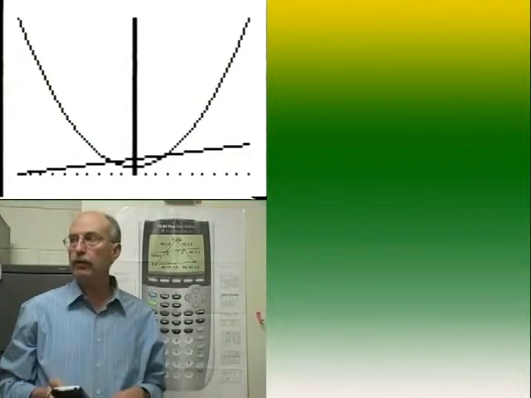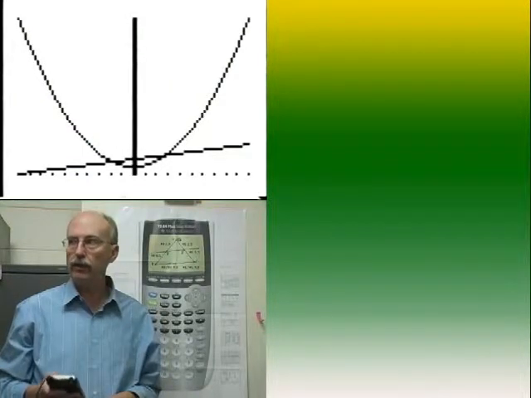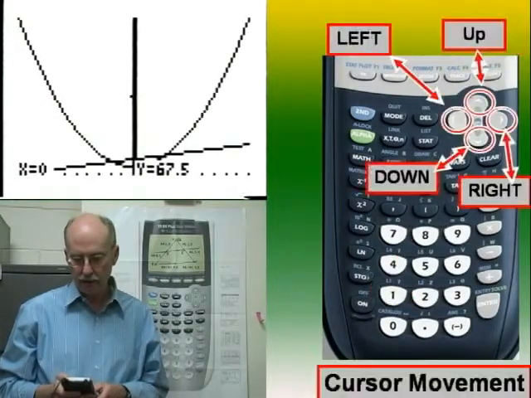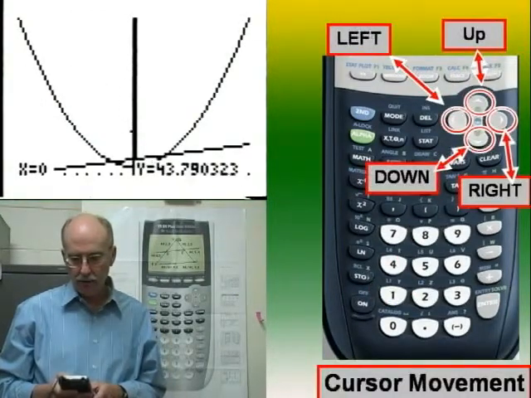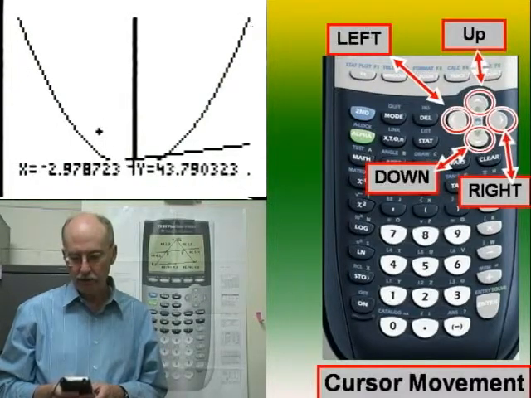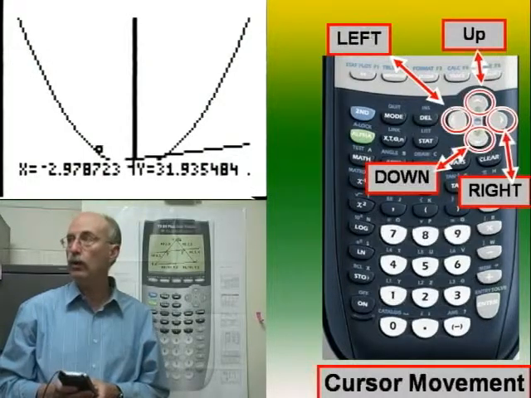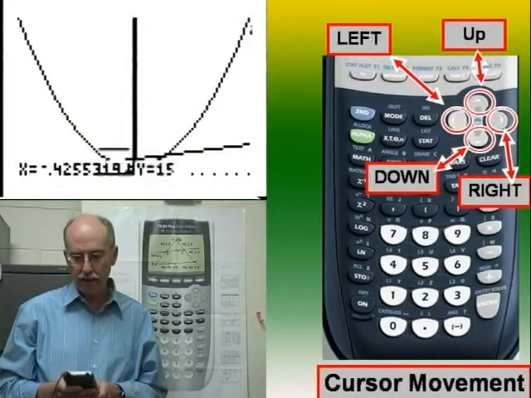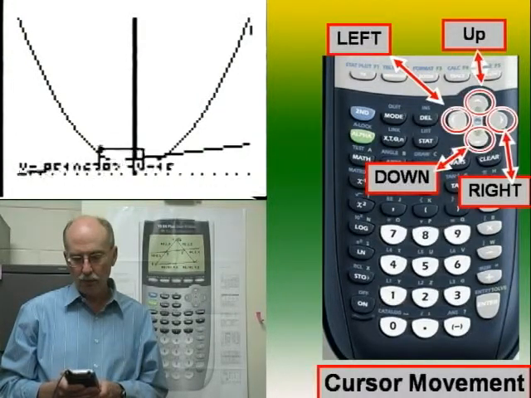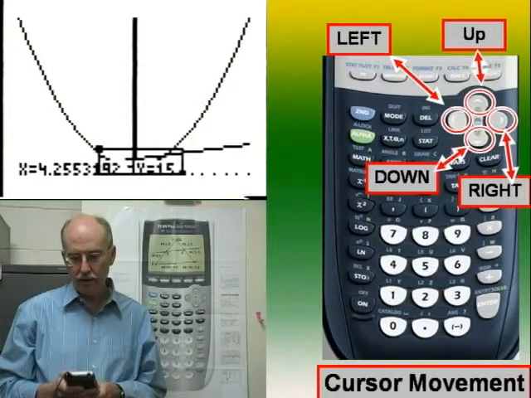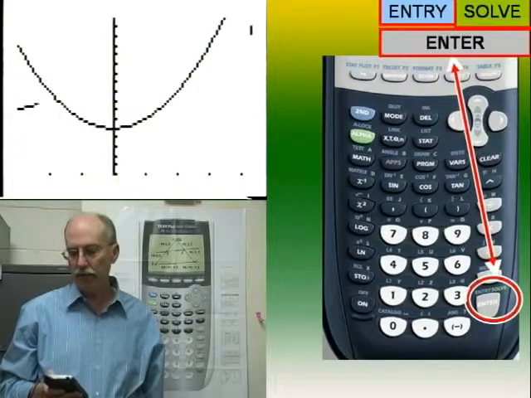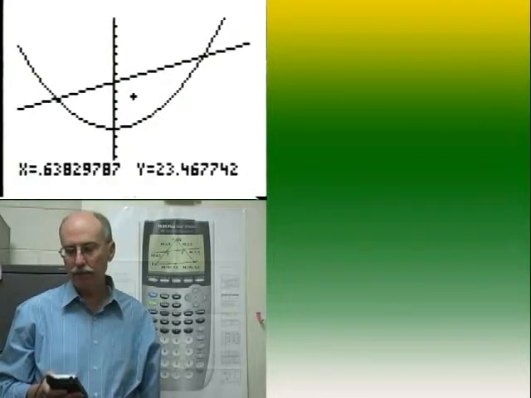We're going to do a zoom box to bring the area down around that point of intersection into focus. So I'm going to hit zoom and number 1 for Z box. I'm going to bring the cursor down a little bit and then over to the left and down a little bit more and try and get an area that we can bring into focus. Grab a corner, go all the way to the right, go down a little bit, start to open that box up, go a little bit more to the right, and I've got the area I want. I'm going to press enter, and you can see that now I've zoomed in on this a little bit better.